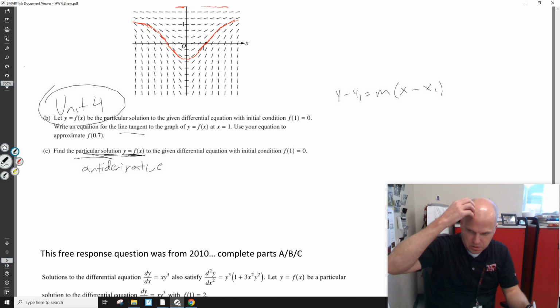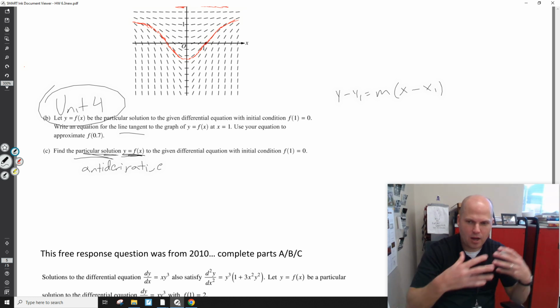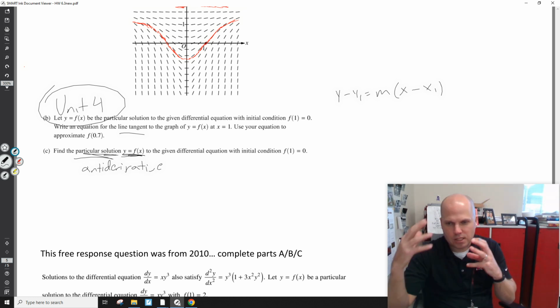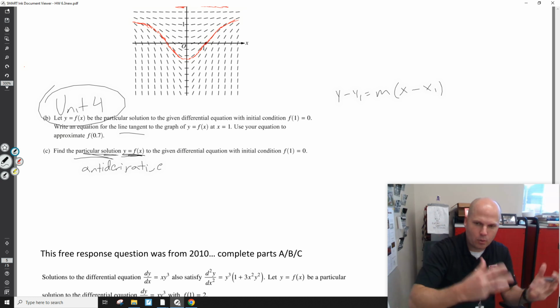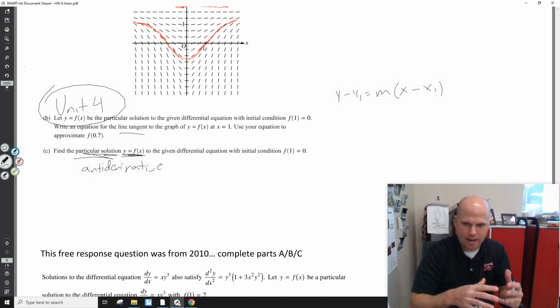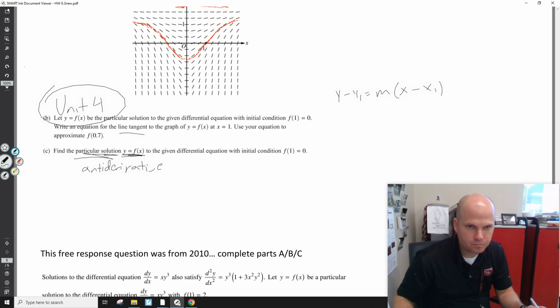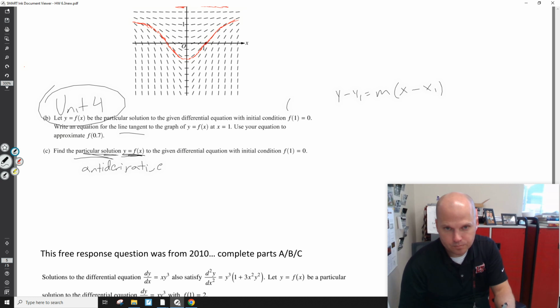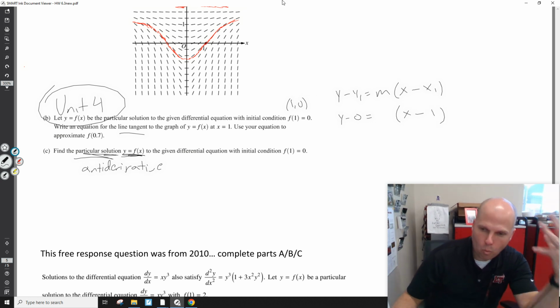Remember from unit 4 when we did tangent line approximations, the line approximates the curve. Points on the line will approximate points on the curve. Y's of the line will approximate a y on the curve. Okay, we got x equals 1. We have this point 1, 0. So I got y minus 0 equals some m, x minus 1. What the heck is m?